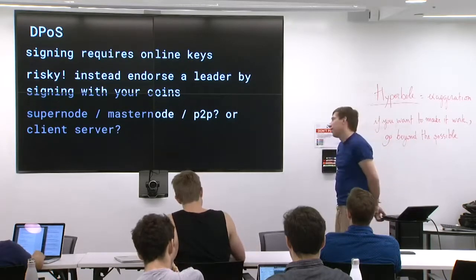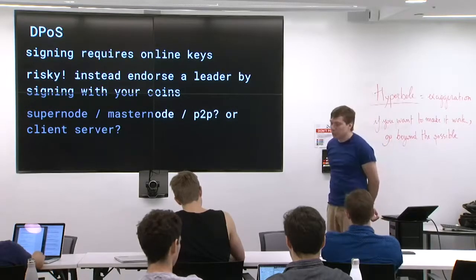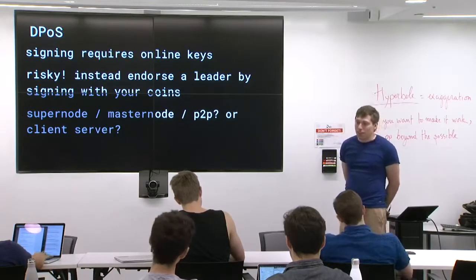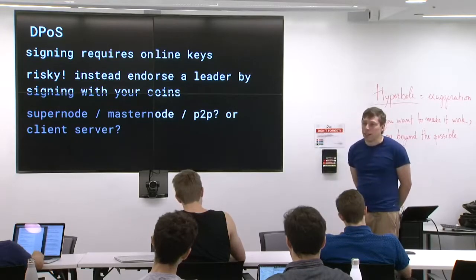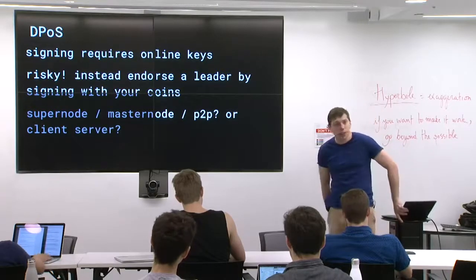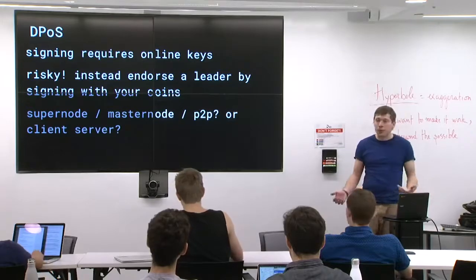Delegated proof of stake. Well, signing requires you to actually do something and be online. So in a lot of proof of stake currencies, very few people actually stake because they don't care. They leave money on the table, sure, but they don't want to run their own node, they don't want to deal with this stuff. They just buy it, keep it on exchange, or maybe keep it on their own computer.